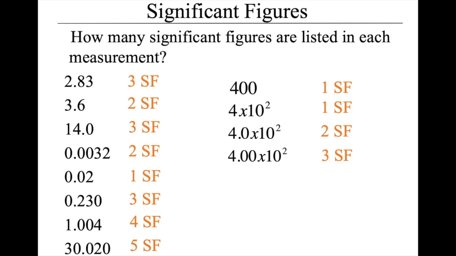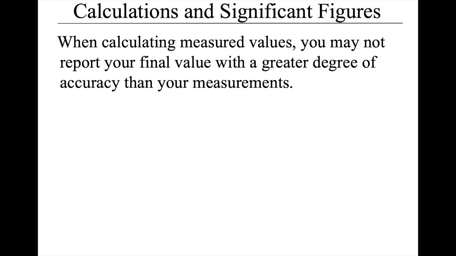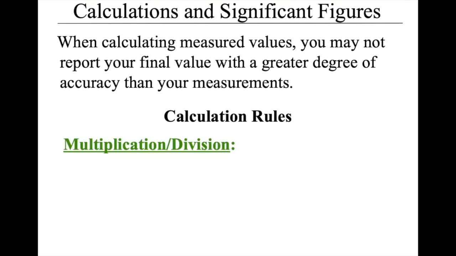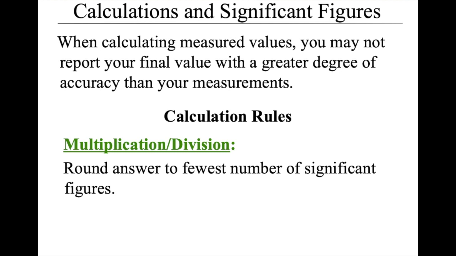Okay, so now that we have established the way to identify significant figures, now we're going to talk about what happens when we calculate, when we add, subtract, multiply, or divide with significant figures. First, the multiplication and division rule. If we multiply or divide, the way that we report the significant figures is to round our answer to the fewest number of significant figures in any of the measurements that are involved in that multiplication and division.